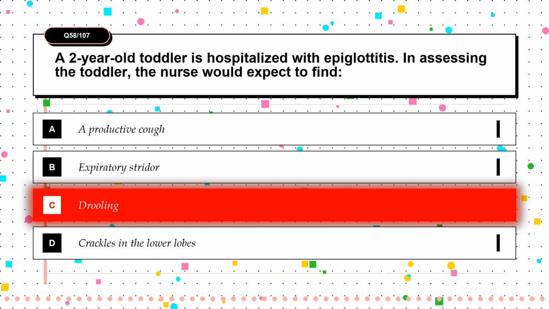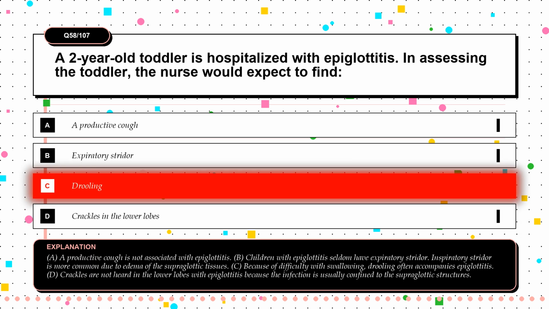The correct answer is option C. Drooling. A productive cough is not associated with epiglottitis. Children with epiglottitis seldom have expiratory stridor. Inspiratory stridor is more common due to edema of the supraglottic tissues. Because of difficulty with swallowing, drooling often accompanies epiglottitis. Crackles are not heard in the lower lobes with epiglottitis because the infection is usually confined to the supraglottic structures.